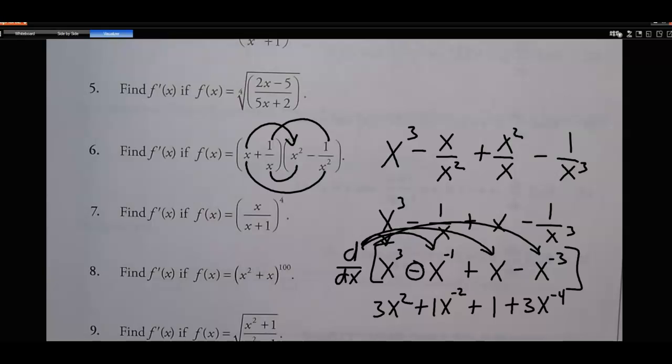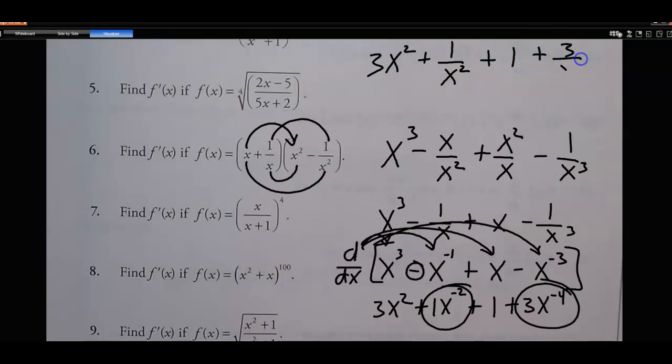And then they'll probably want us to rewrite these a little bit differently. And so in our final answer, I would have it written as 3x squared plus 1 over x squared plus 1 plus 3 over x to the 4th. And personally, I think that's good enough. I'm not too sure what they do in the back of the book for this. They might make this really crazy and try to give everything a common denominator, but I don't know. I don't think that we need to get into all that.